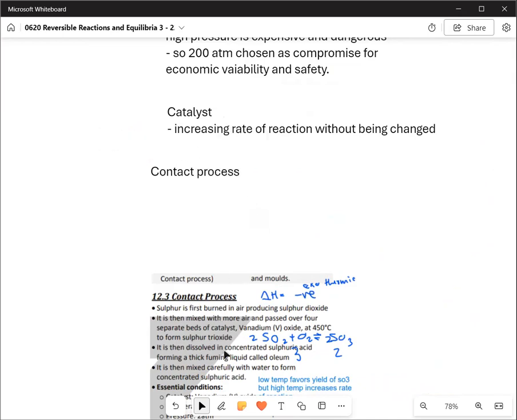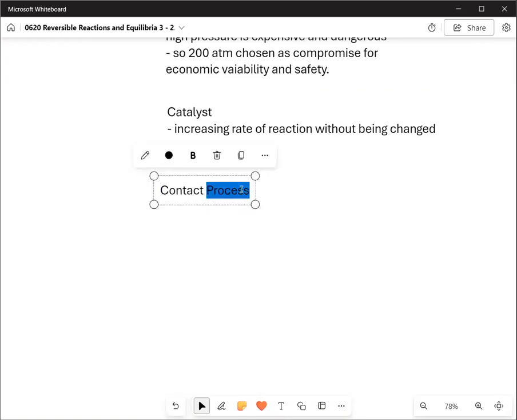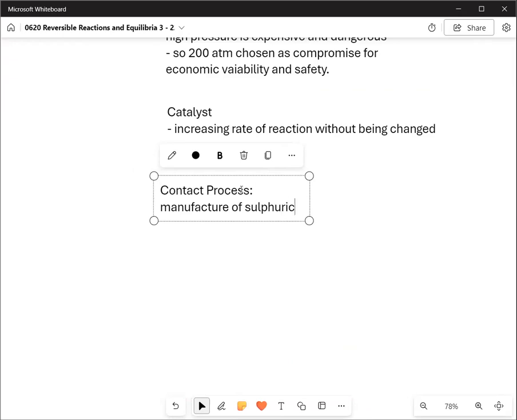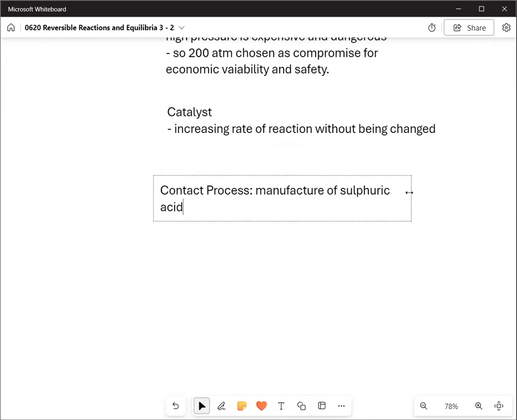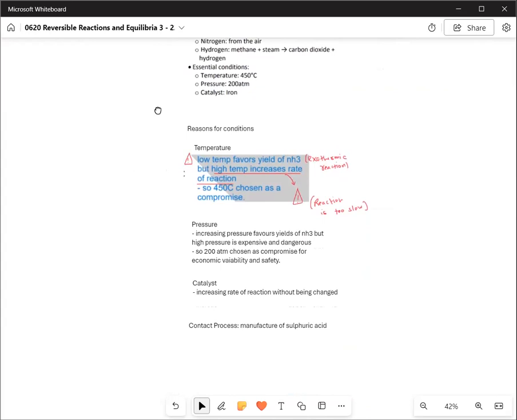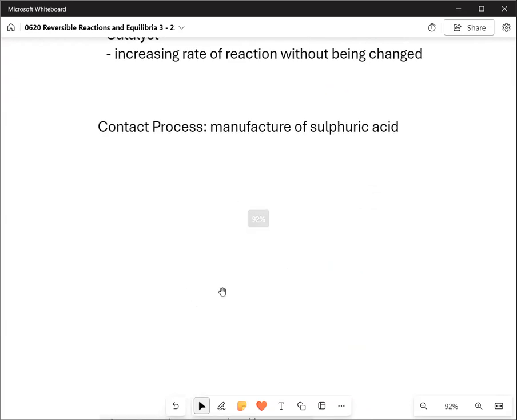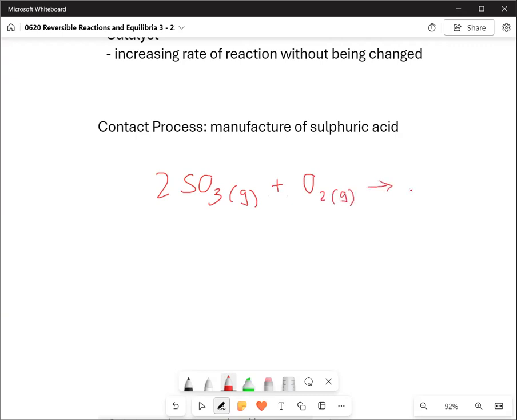What does the contact process tell us? This contact process tells us a lot of things, especially about the production of sulfuric acid, the manufacture of sulfuric acid. Now, you know one is acid and ammonia. Is ammonia acid or base? Basic. So they're teaching you in the syllabus to make one acid and one base, right? That's the background fundamental knowledge which everyone should have. Now, to make sulfuric acid, you need 2SO3 plus O2. Make sure you don't forget the state symbol.